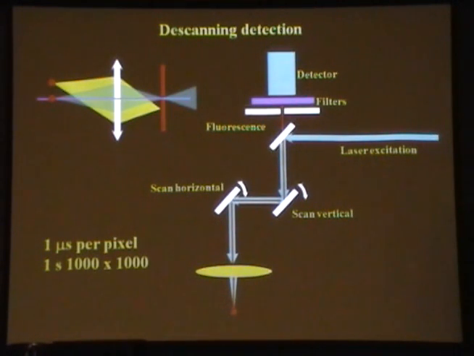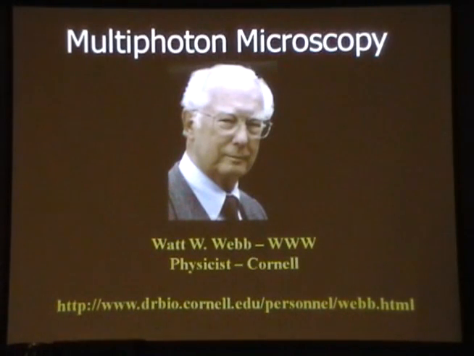And then you need a dichroic right here in order to let the fluorescence pass through, but not the laser. So you have to block the laser. And then you have the pinhole, and then you put a filter to block the laser still more. And then you can detect as a function of the position that you have there.